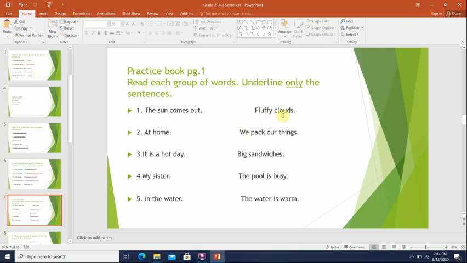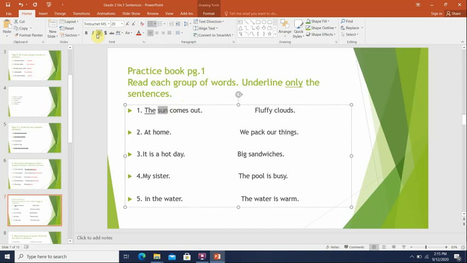So I would say that the first group of words is the sentence because it tells you about the sun, that it came out. Here it just says fluffy clouds, so it's not a complete sentence. So we will underline the first group of words. Okay?